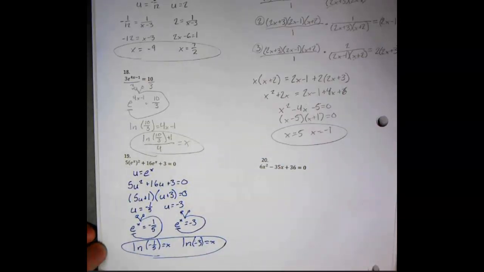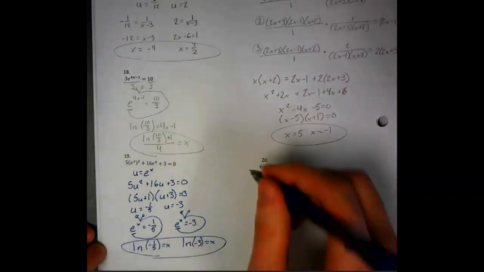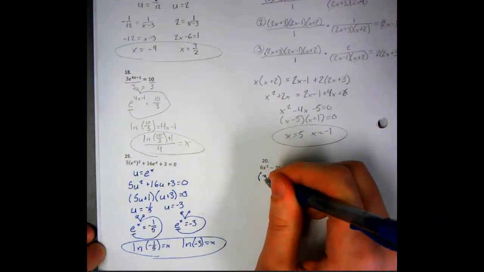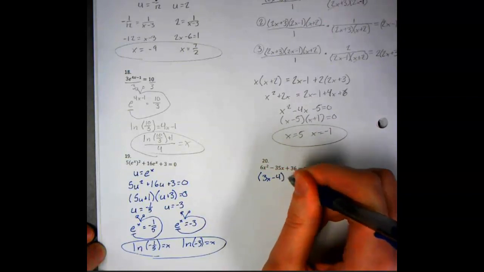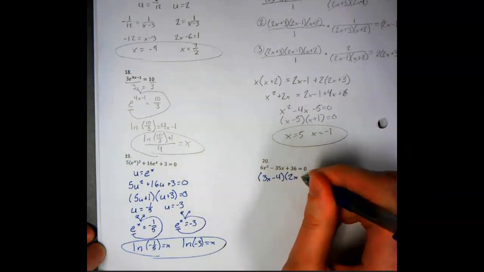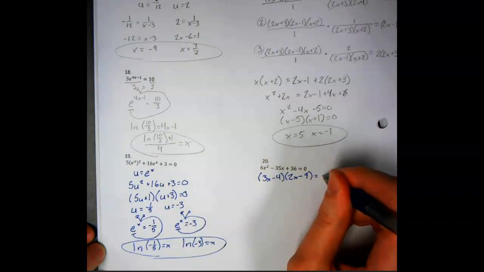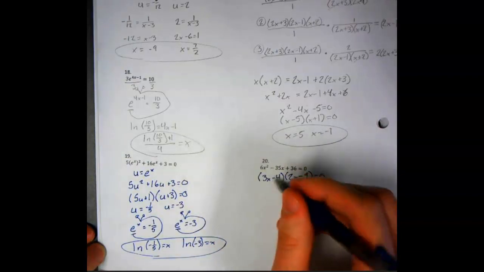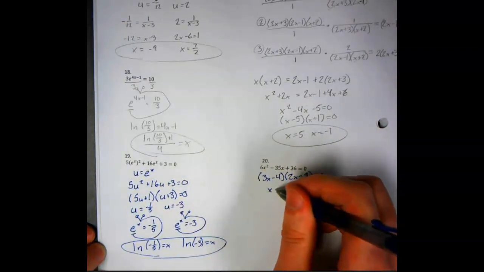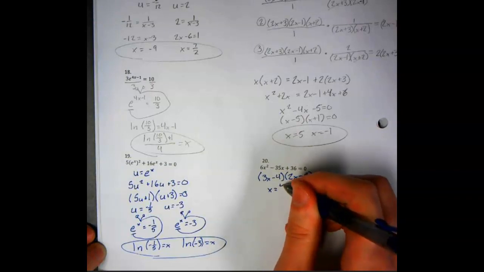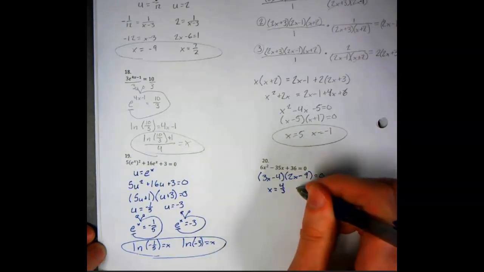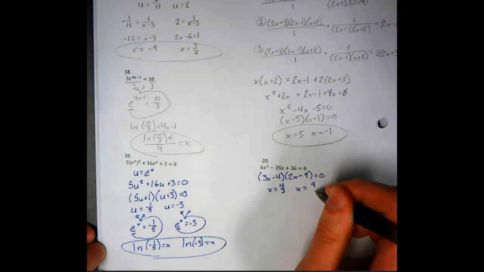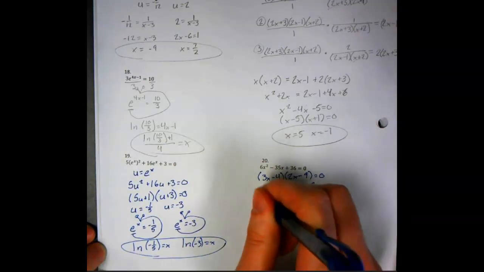For number 20, we are going to start out by factoring this. So we'll have 3x minus 4, 2x minus 9 equals 0. So that means that x is going to equal 4/3, or x will equal 9/2.